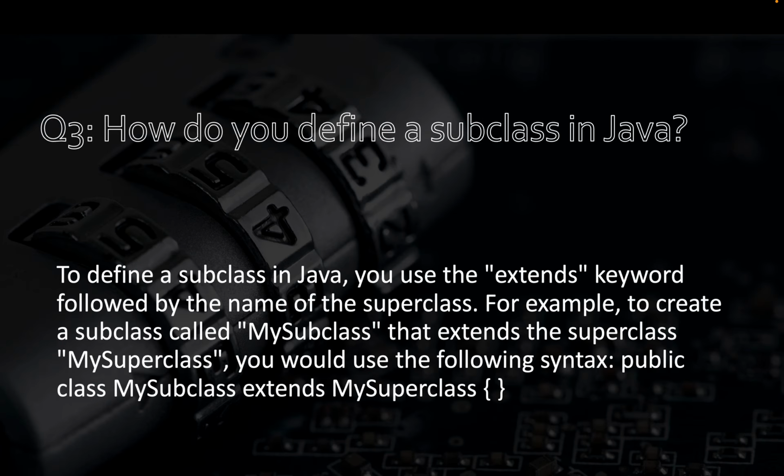Question number 3. How do you define a subclass in Java? To define a subclass in Java, you use the extends keyword followed by the name of the superclass. For example, to create a subclass called mySubclass that extends the superclass mySuperclass, you would use the following syntax: public class mySubclass extends mySuperclass { }.